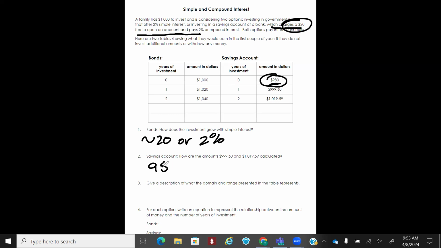So we're going to say 980, 1 plus, how much are we going up by each year? 2%. We're going to raise it to the t power. So these are found by plugging in 1 and 2.